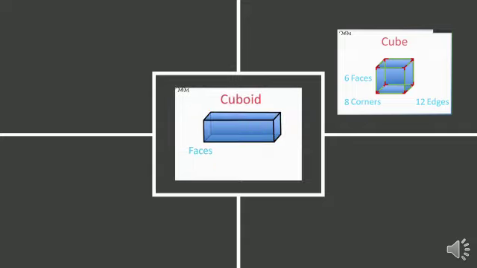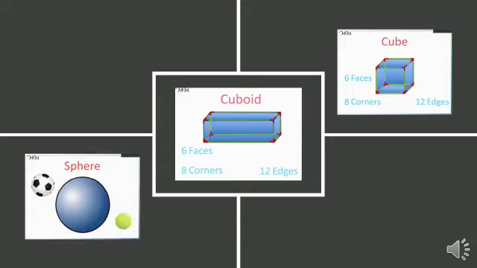Now the solid figure cuboid. Faces: 1, 2, 3, 4, 5, 6. 6 faces. Corners: 1, 2, 3, 4, 5, 6, 7, 8. 8 corners. Edges: 1, 2, 3, 4, 5, 6, 7, 8, 9, 10, 11, 12. 12 edges. Children, you can observe that the solid figures cube and cuboid have the same number of faces, corners and edges. Now let us see the solid figure sphere.